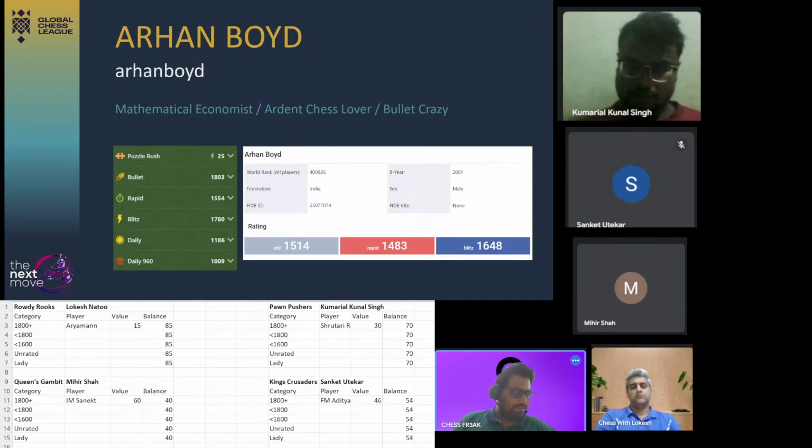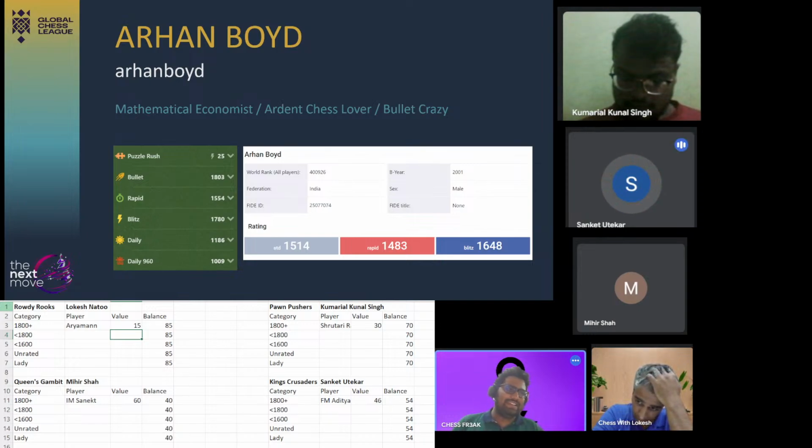We have Levin from Queen's Gambit, Mihir Shah. Do I see any more bids for Aaron Boyd? He's a mathematical economist, so he should be good in strategy. Economists are generally good in strategy and stuff. Do I see any bids for Aaron Boyd? And guys, Aaron Boyd is in the chat. He's saying ha ha ha.